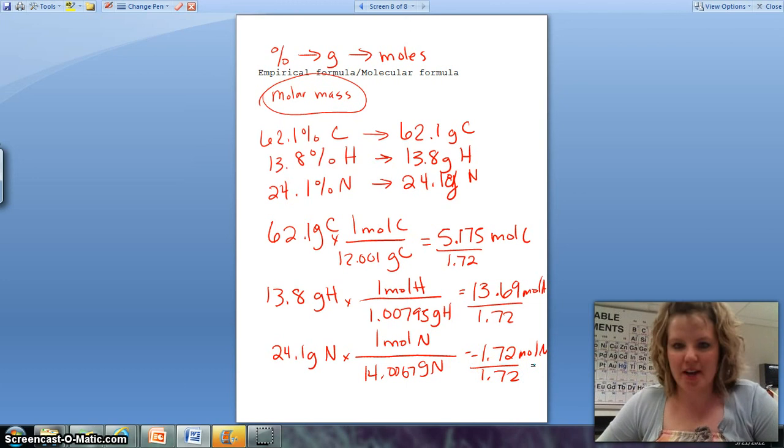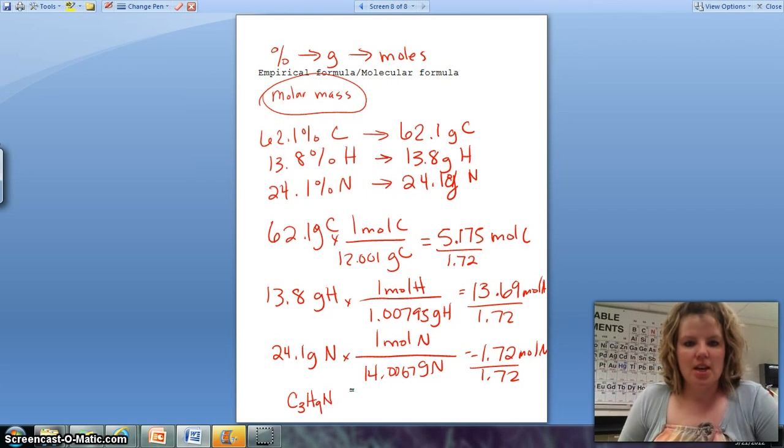So you get 5.175 divided by 1.72, and sig figs are really important in this, okay? And this one would be somewhere right around 3. So we do C3. Then 13.69 divided by 1.72, we get 7.9. So I'm going to go ahead and round that up to a 9. So it's going to say H9. And then nitrogen is my last one, which is a 1-to-1 ratio, obviously, so it's just going to be N. Okay? Now, that is your empirical formula.